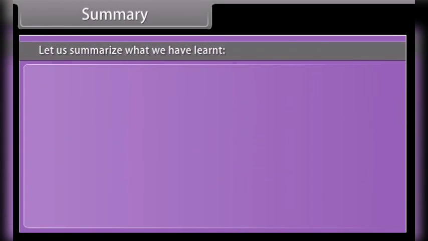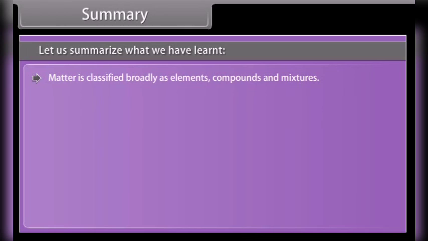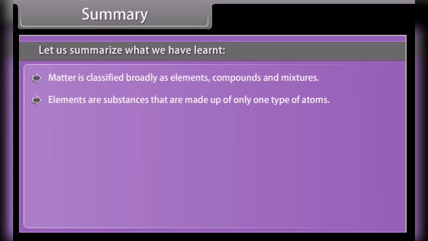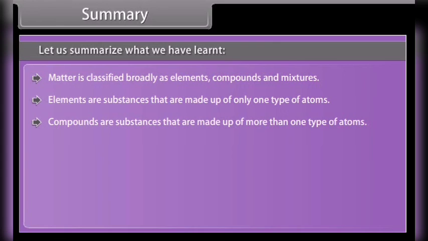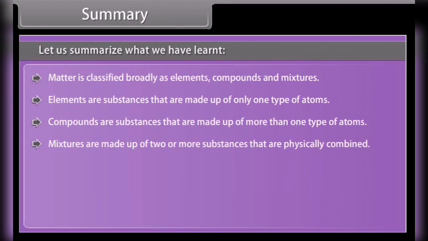Summary. Let us summarize what we have learnt. Matter is classified broadly as elements, compounds, and mixtures. Elements are substances that are made up of only one type of atoms. Compounds are substances that are made up of more than one type of atoms. Mixtures are made up of two or more substances that are physically combined.